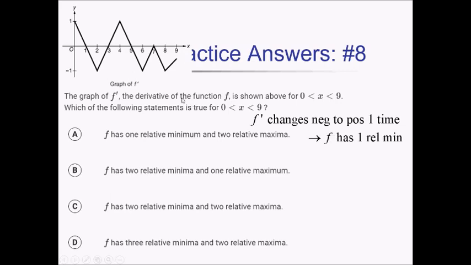Now, f prime changes positive to negative in 2 spots. So that means that f has 2 relative maxes. 1 relative min, 2 relative maxes. That's going to be choice A.